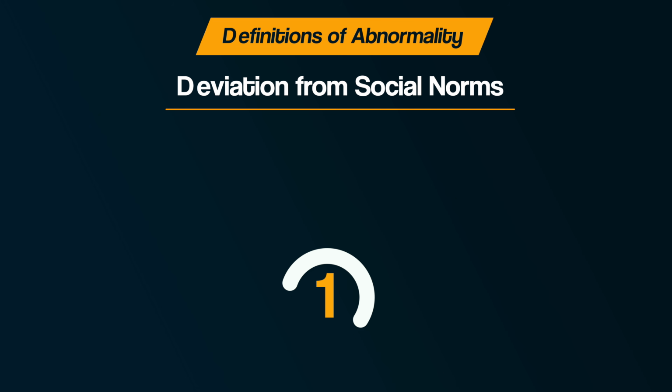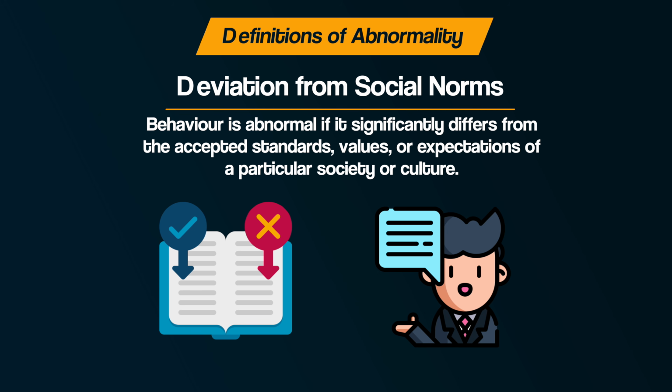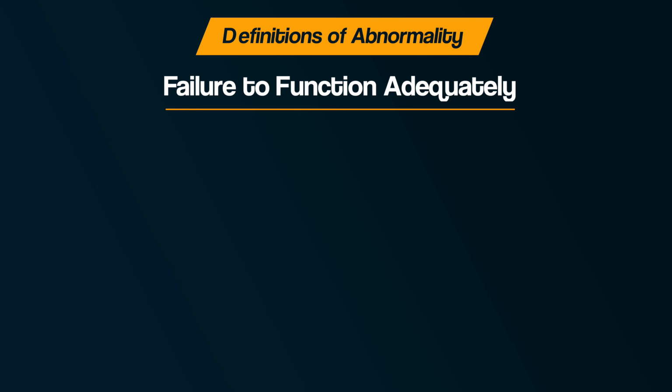Let's check your answer. Did you write something like, if someone behaves in a way that significantly differs from the accepted standards, values or expectations of their society or culture? For example, talking to yourself in public, while some private self-talk is normal, openly having conversations with yourself in public might be considered strange. Next, failure to function adequately.